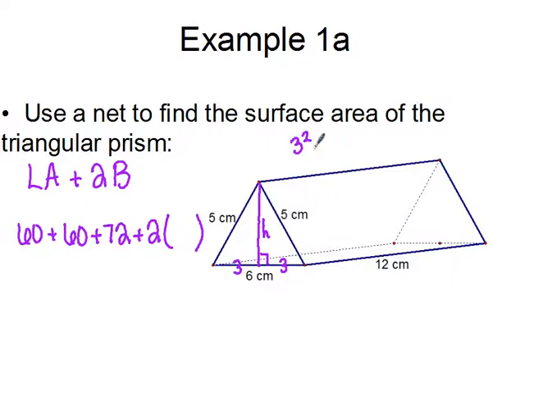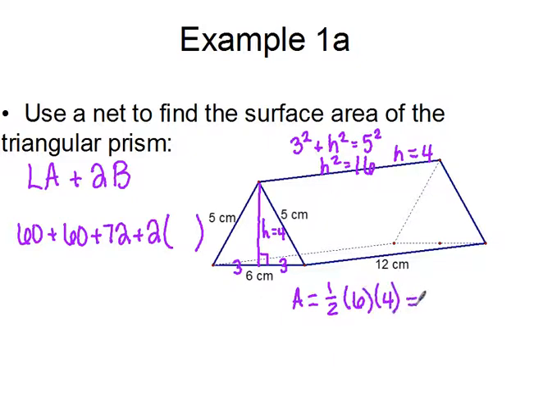So we can do 3 squared plus h squared equals 5 squared. And we can solve that out. So 5 squared is 25. 3 squared is 9. I'm going to subtract 9 from both sides and get 16. And then we've got h squared equals 16. So then the height is 4. And if you remember how to find area of a triangle, it's 1/2 base times height. So 1/2 times 24 would be 12.